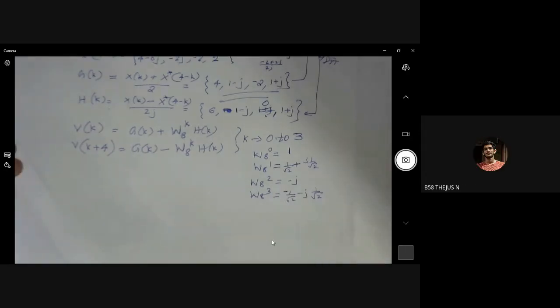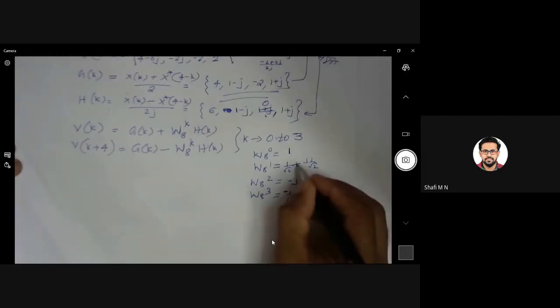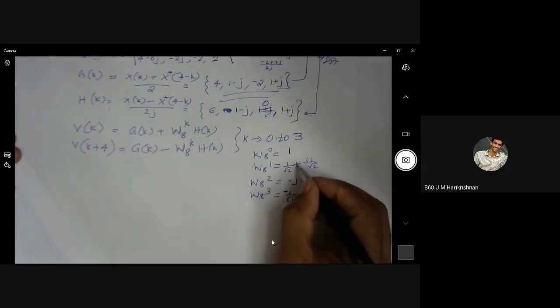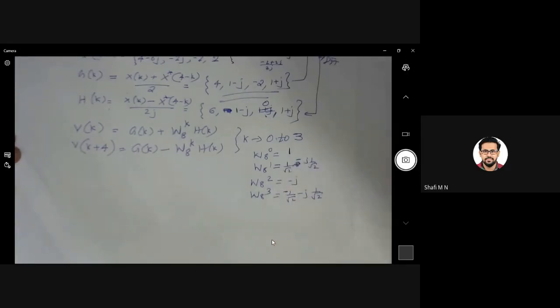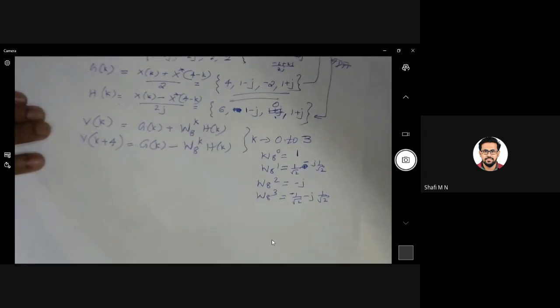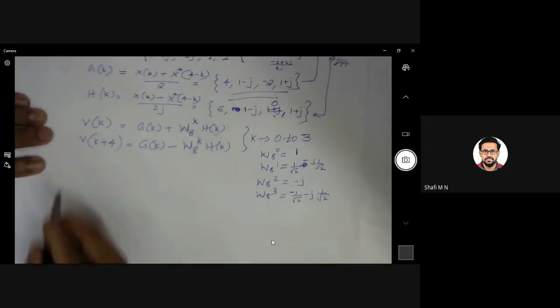Sir, W81 is 1 by root 2 minus j into 1 by root 2, right? Next, let's try this.